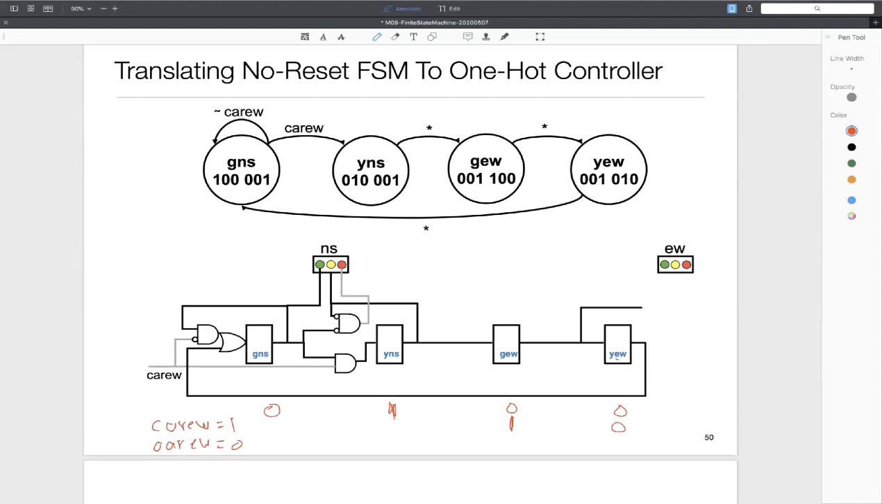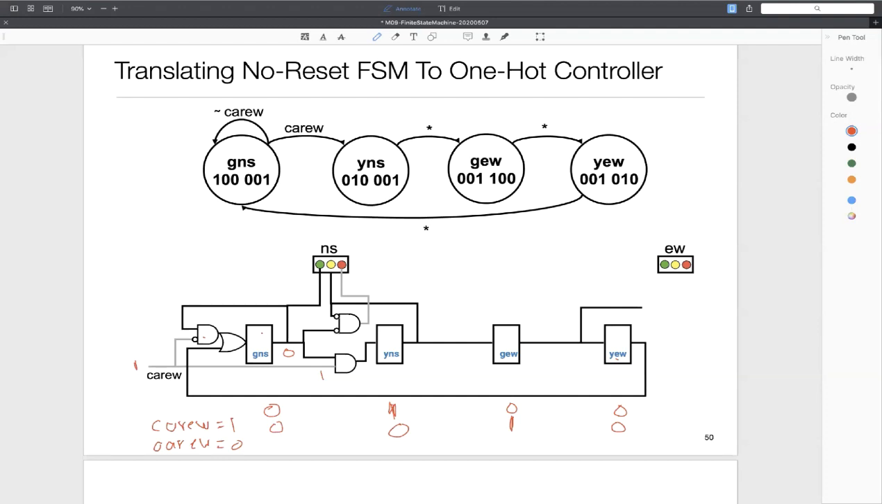And what about GNS? Well, car east-west is 1. So since this guy is 1, we'll have a 0 out here. GNS was 0, so we'll have 0 feeding in. And so GNS will remain 0. And what about this guy? So car east-west is 1, but GNS is 0. So this one will remain 0. That will go to 0.